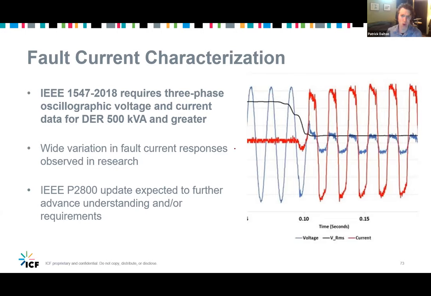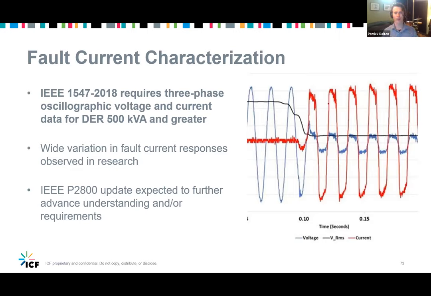I'm showing just one response over to the right-hand side of the screen, but this probably isn't the strangest waveform. I've seen some that don't even really resemble what we think of as a sinusoidal-looking waveform at all anymore. So it's great that larger DER will be required to start to provide this data. I think that will build the body of information in the industry so that we can start to better understand what these responses look like.